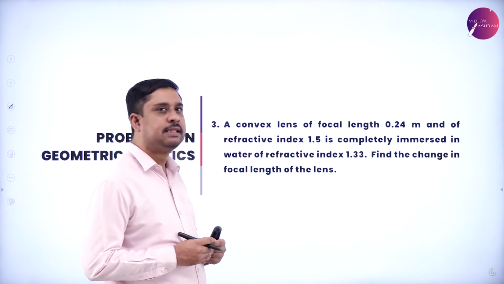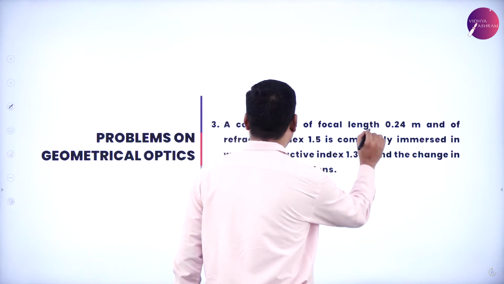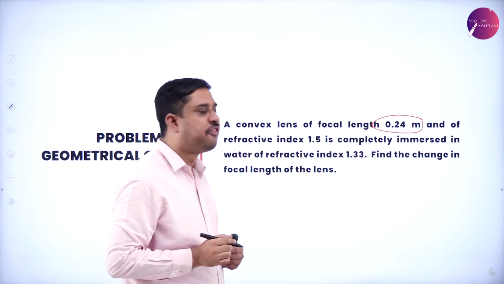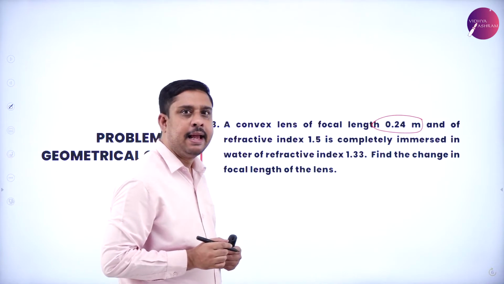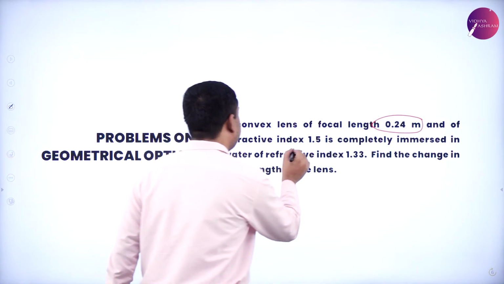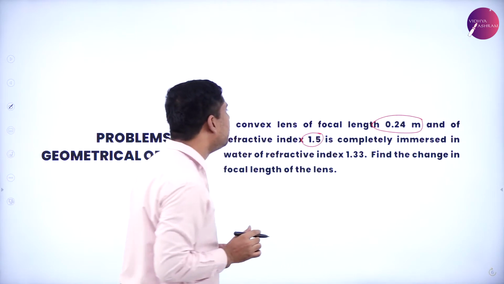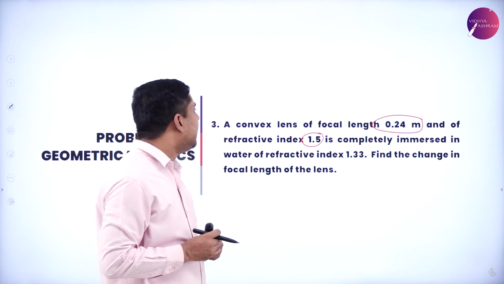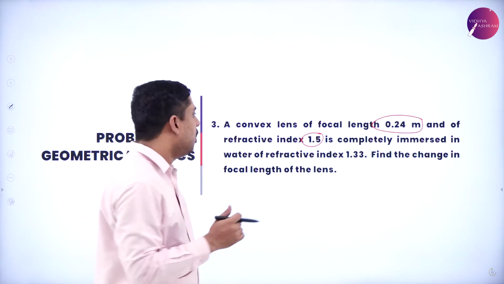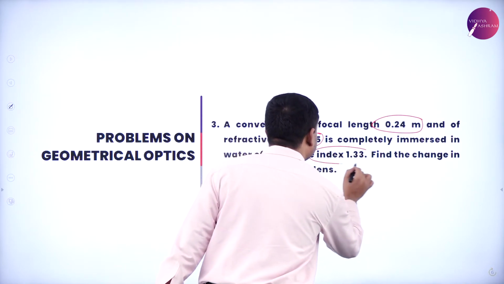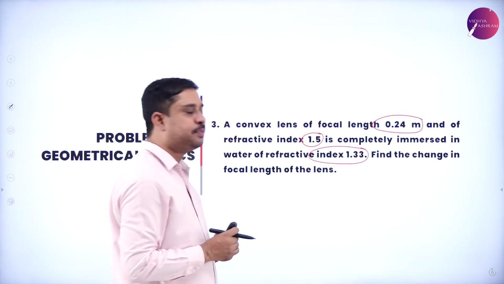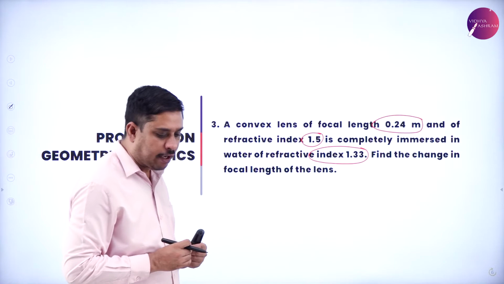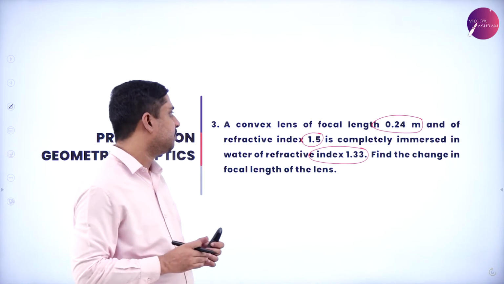A convex lens of focal length 0.24 meter and refractive index 1.5 is completely immersed in water of refractive index 1.33. Find the change in the focal length of the lens.